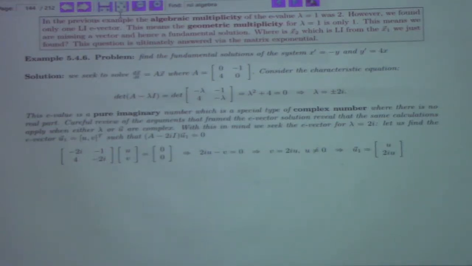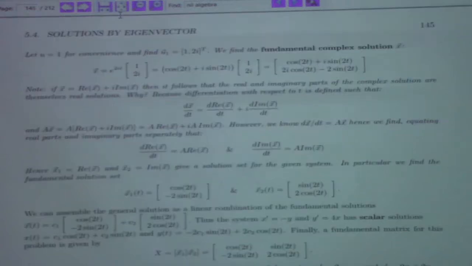Here's a pretty standard complex example, 0, -1, 4, 0. This gives us characteristic equation lambda squared plus 4 equals 0, so lambda is plus or minus 2i. We find our single complex eigenvector, like so, rip off its real and imaginary parts, and go through the real part, imaginary part solution we just went through. All right, so the fundamental complex solution is this guy. We rip off its real and imaginary parts and build our general real solution down here like so. Again, here's the fundamental solution matrix. All right, so we've done these.